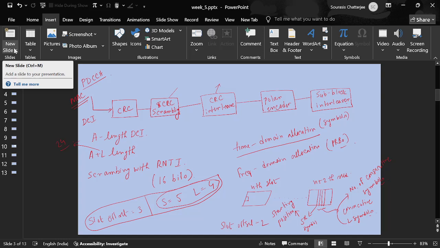So you are saying that CRC scrambling is the base station's way to inform the user that it's the DCI for that user. Yes. Okay, okay.